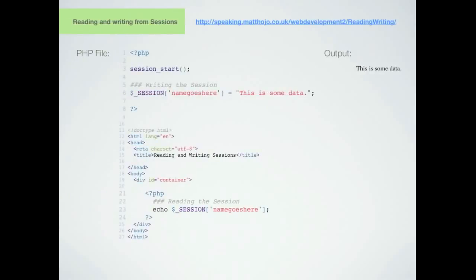Right, reading and writing from sessions. So you've got your session start. I'm creating a session variable, name goes here, and then I've just put in a string, this is some data. Further down here, I'm echoing out that session, and that's what it outputs: this is some data. Really, really simple. Doesn't get much easier than that. There's a demo of it, but you don't really need a demo.